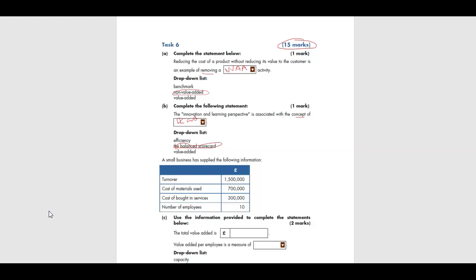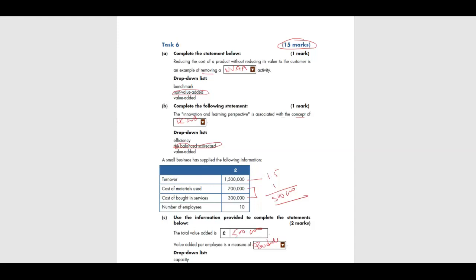So from the turnover, if I minus the cost, so 1.5 million and here is 1 million, the difference is 500,000. So basically this is the total value added, so 500,000. The value added per employee is a measure of productivity. So value added per employee is an example of productivity. Let's move on to the next one.